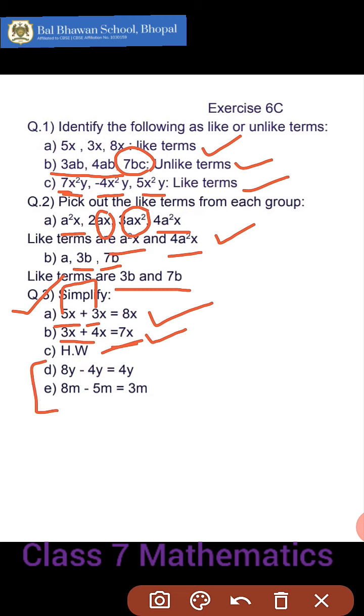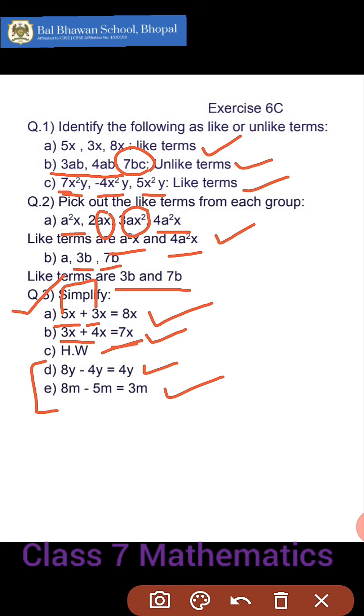Now in the case of subtraction also, you have to follow the same steps. You need to subtract the coefficients, like 8y minus 4y will give you what? 8 minus 4, which are the coefficients of both the terms, that is 4y. And 8m minus 5m. Again let's subtract the coefficients. 8 minus 5 will give you 3 and m comes as it is as the variable part. So the answer is 3m.